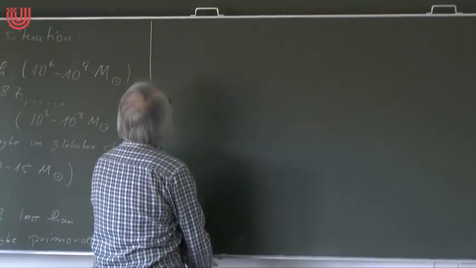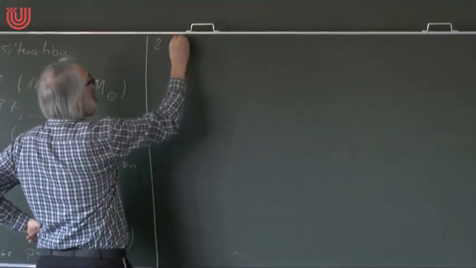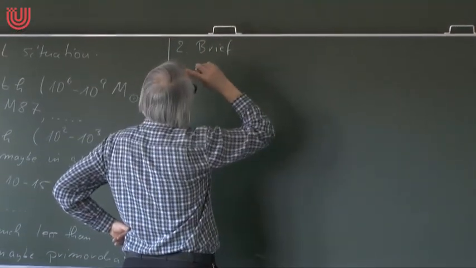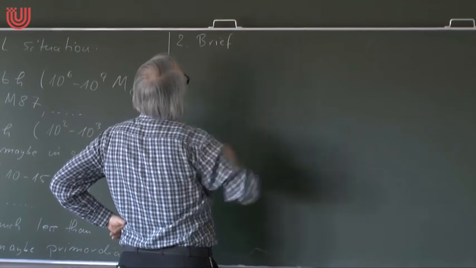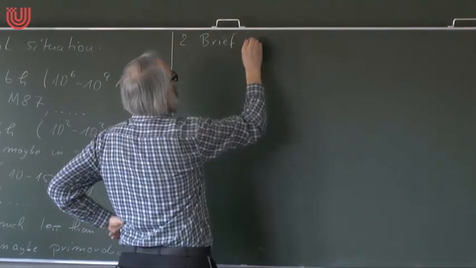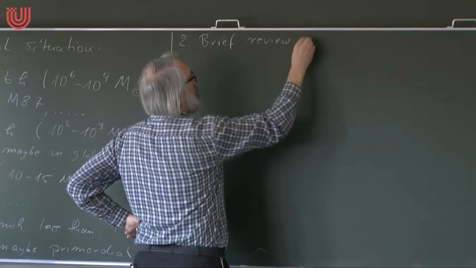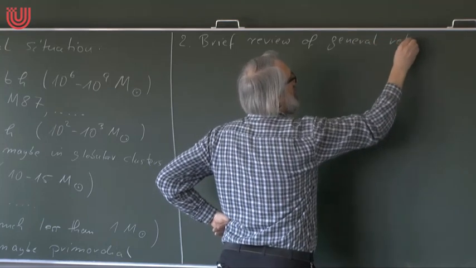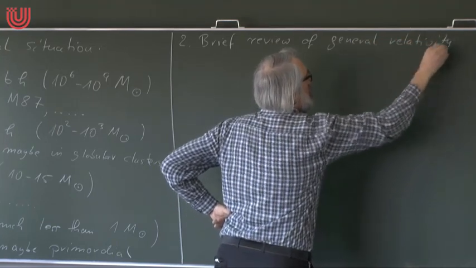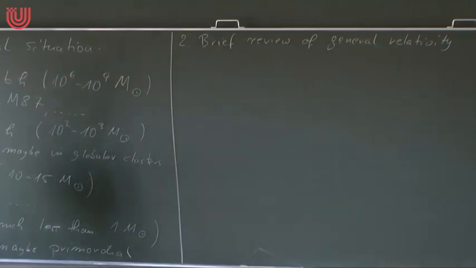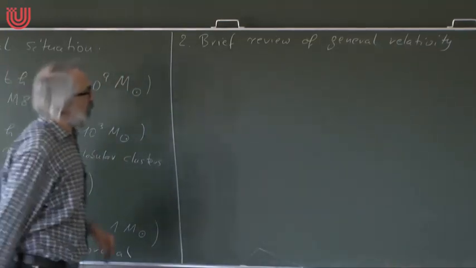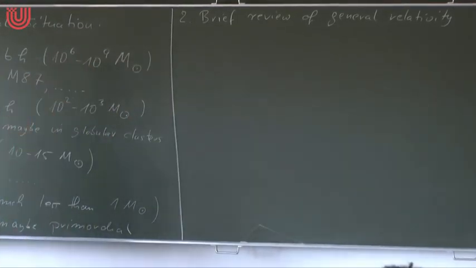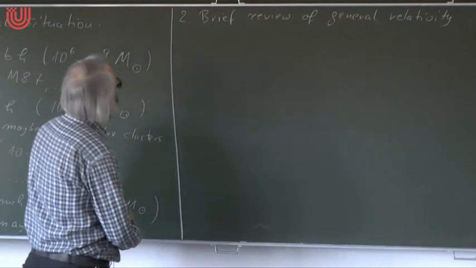And to begin with, as I said, I will give a brief review, let me put it this way, of the formalism of general relativity. It will not be much more than just fixing my notation. So I have to assume that you have a basic familiarity with the formalism, otherwise I couldn't talk about black holes during this course. So my conventions are the following.